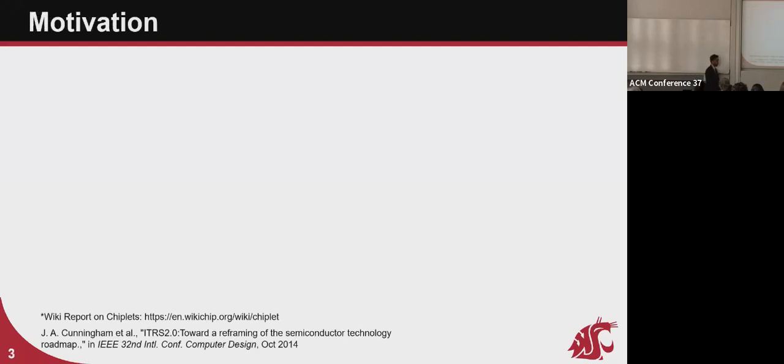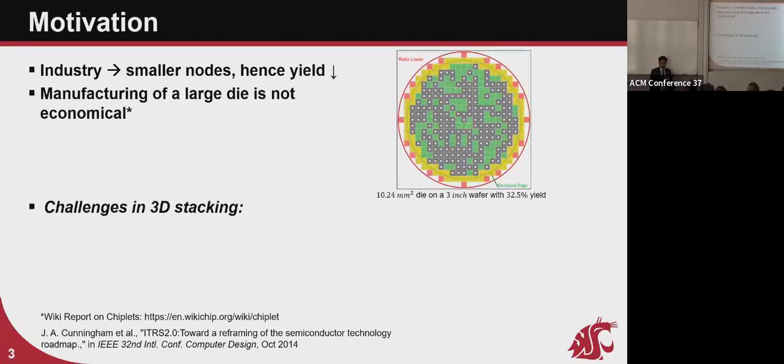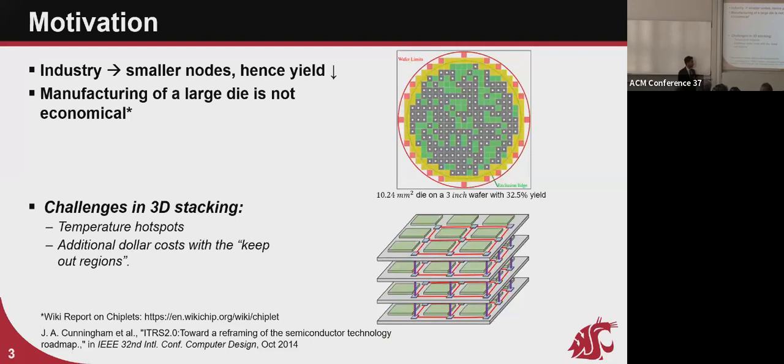So as it has been highlighted in multiple technology roadmaps, it is very evident that industry is moving towards smaller nodes, and hence the yield is decreasing, where the byproduct is that manufacturing of a larger chip is not economical. As you can see over here, in a wafer of about 3 centimeter, we have a 10 millimeter square die with about 33% yield, which means only 1 out of 3 chips are going to be fully functional. However, there have been some innovations within 3D stacking, but it gives some of the issues which are currently faced, like the temperature hotspot and additional dollar cost around the routers when we have these 3D layers shown in purple, which are called the keep out region.